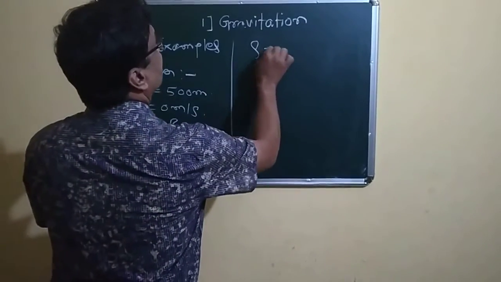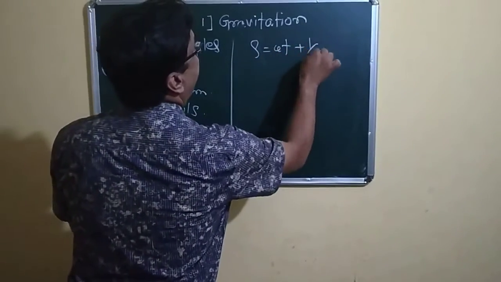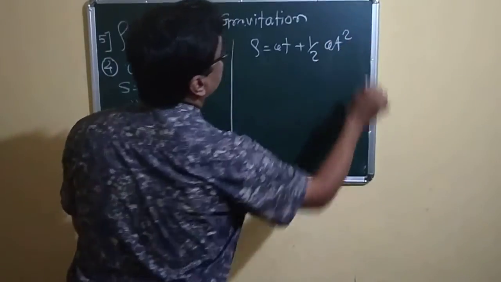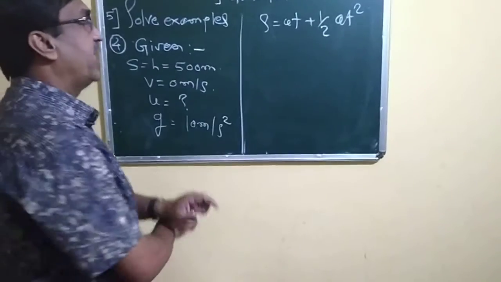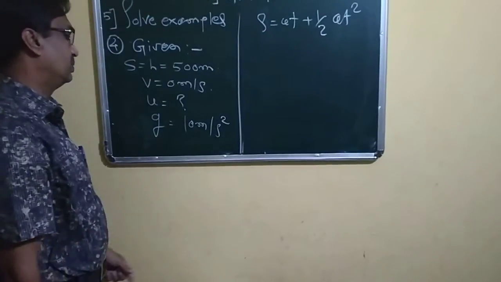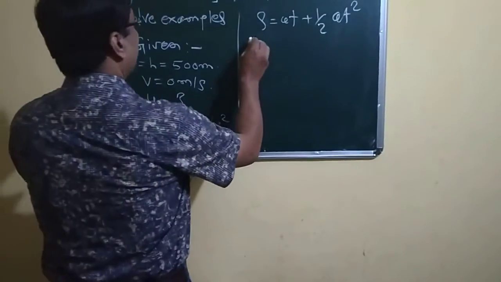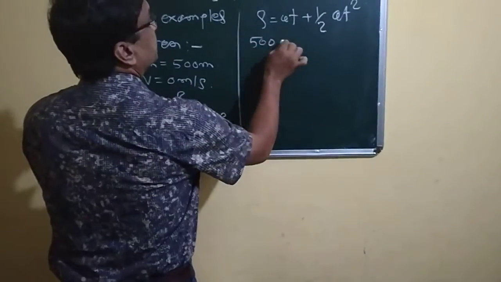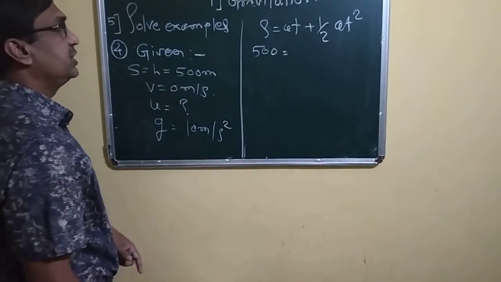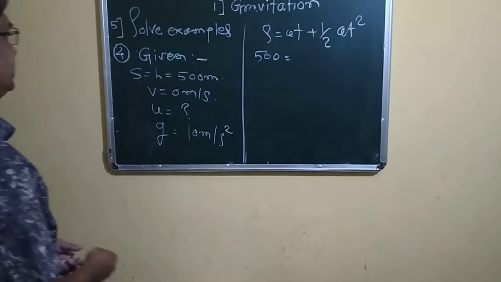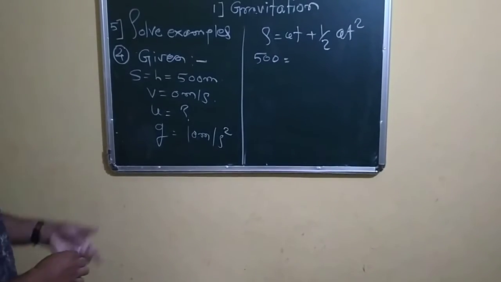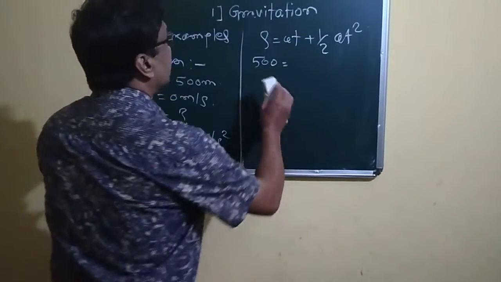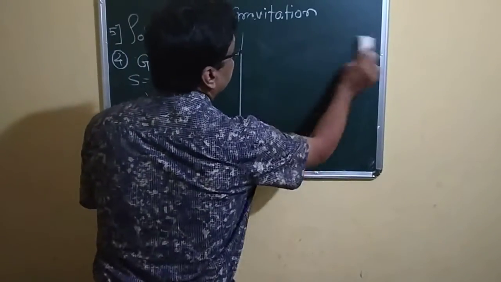So s is equal to ut plus half at square, the second kinematical equation. Let's see, can it be applicable for this example? Yes, 500 meter, that is s is 500. Its initial velocity. We are not given a time, so we cannot use this formula.